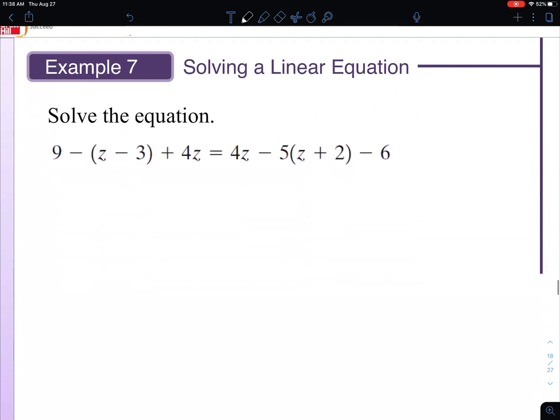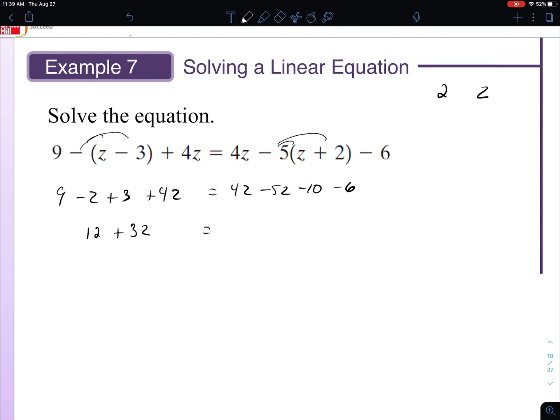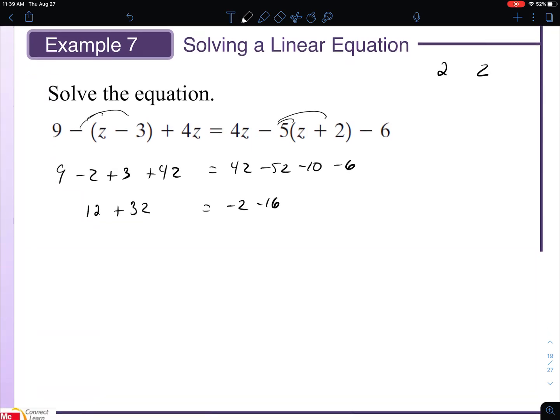All right, moving on to the next one. Again, combine like terms. That's going to be a negative 1 basically, so it's going to be 9 minus z plus 3. Real quick, I write my 2's this way, my z's are this way. So plus 4z is equal to 4z minus 5z minus 10 minus 6, right? I'm going to distribute that negative 5. Let's go ahead and combine like terms. So 9 plus 3 is going to be 12. Negative z plus 4z is 3z. So 4z minus 5z is going to be negative z minus 16, right? Negative 10 minus 5 minus 6.